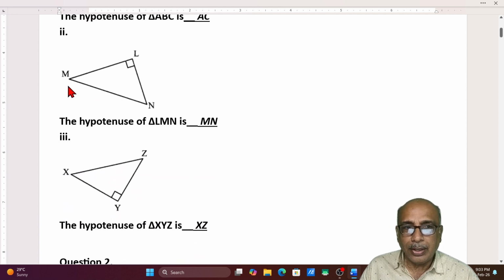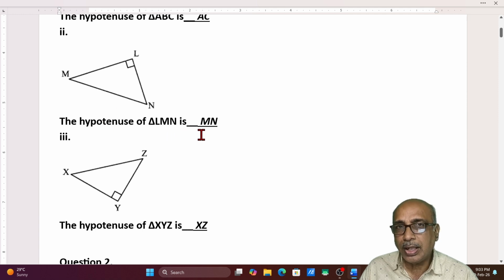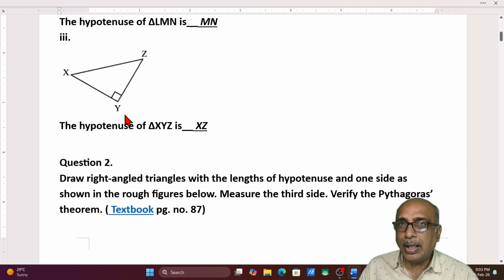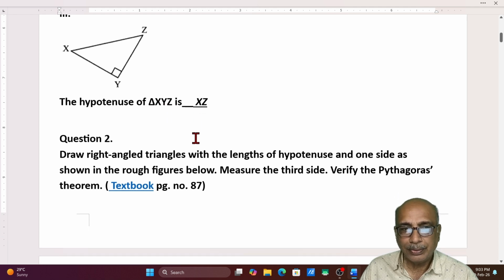Similarly, in triangle MLN, angle L is of 90 degree. So side opposite to 90 degree is MN. So hypotenuse of triangle LMN is MN. In triangle XYZ, angle Y equals 90 degree. So side opposite to 90 degree is XZ. So hypotenuse of triangle XYZ is XZ.